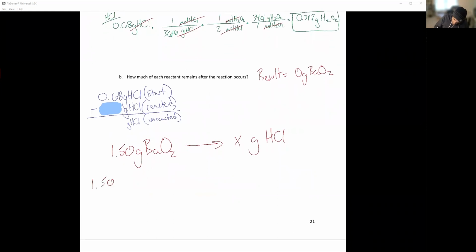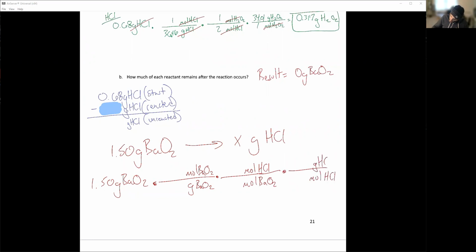So 1.50 grams of barium peroxide. And again, this whole thing is set up the exact same way. So grams of barium peroxide over moles of barium peroxide. By the way, I'm calling it peroxide because O2 is actually O minus 1, because barium is 2 plus. All right, so moles of BaO2, moles of HCl in this case, because I'm trying to solve for moles of HCl, and then moles of HCl over grams of HCl.